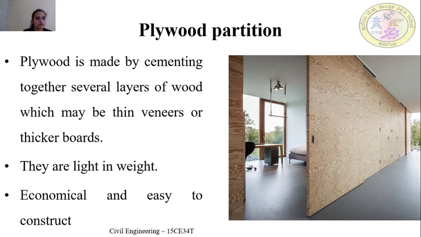So the next type of partition wall is the plywood partition. Plywood is made by cementing together several layers of wood, which may be thin veneers or thicker boards. So they are light in weight, economical and easy to construct.